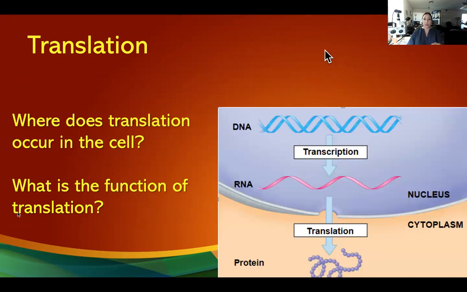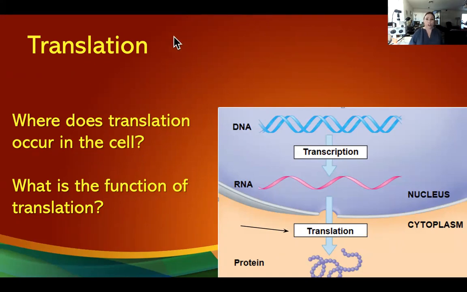So this is the image that I showed you in the first lecture video, what we call the central dogma of molecular biology, DNA to RNA to protein. DNA to RNA is transcription, RNA to protein is translation. So where does translation occur in the cell? Well, it occurs in the cytoplasm. Transcription is in the nucleus, translation is in the cytoplasm.